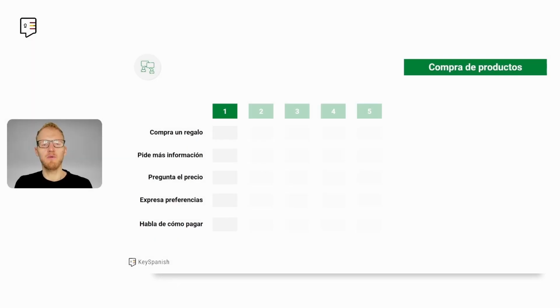The second time around, we are going to hear the audio again, but I want you to tell me which of these functions regarding shopping is being performed. So, compra un regalo, pide más información, pregunta el precio, expresa preferencias, habla de cómo pagar. Okay, more than one of these can happen, and each of them can happen in more than one audio. Okay, so compra un regalo, buys a gift, ask for more information, ask for the price, express preferences, and speaks about how to pay. So let's listen again to audio one, and you tell me which one of these functions are being performed.